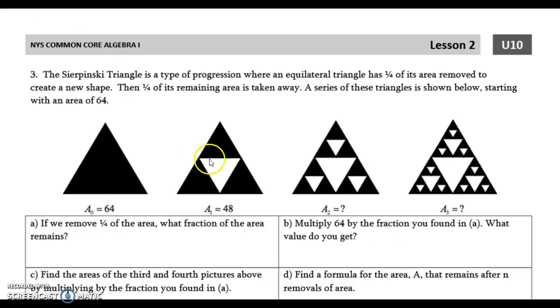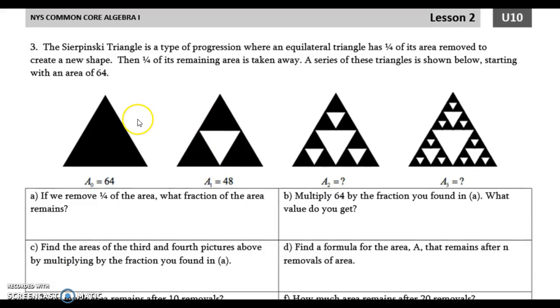Let's take a look at the Sierpinski Triangle. This is a representation where an equilateral triangle, of course equilateral means equal sides, has 1/4 of its area removed to create a new shape. 1/4 of its remaining area is taken away, etc. So it looks sort of like a bunch of triangles. Very cute. If we remove 1/4 of the area, what fraction of the area remains?